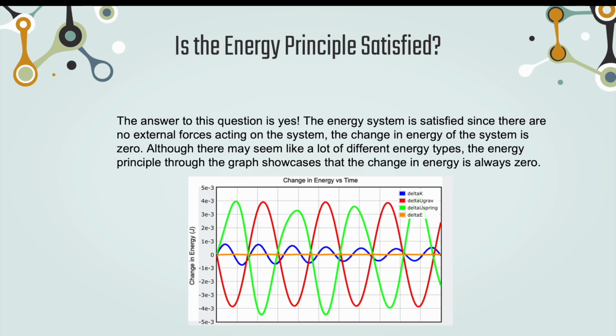Looking at the energy plots, the total energy of the system stayed nearly constant throughout the motion. The small fluctuations are expected because of rounding and the discrete time steps used in the simulation. The energy continuously shifts between kinetic, spring potential, and gravitational potential forms, but the total stays the same. This confirms that the energy principle is satisfied for this system within the limits of measurement accuracy.